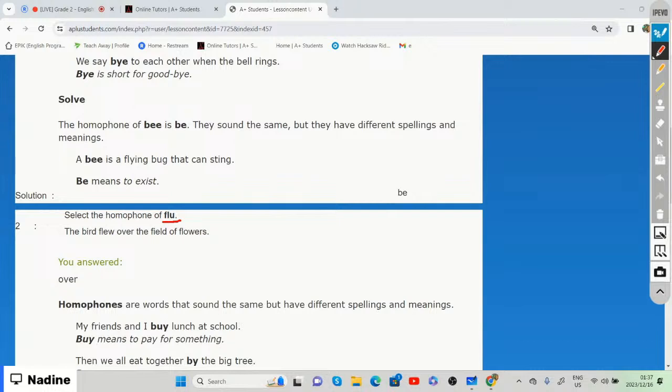All right, so flew, right? And if we were to select the word that sounds the same as flew, and then we use the word flew, which is like fly, right? Flew and flew.